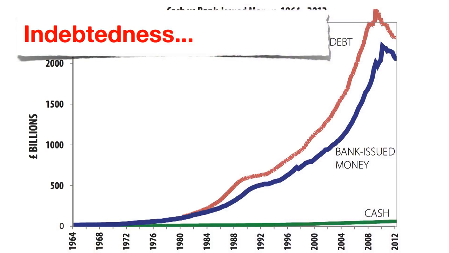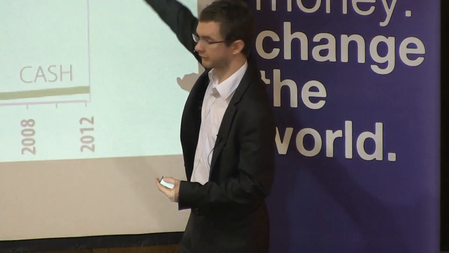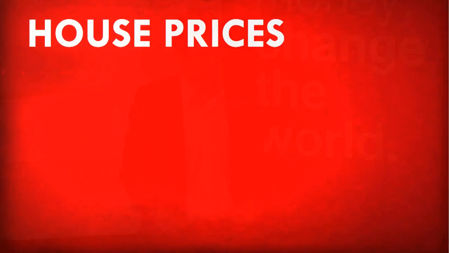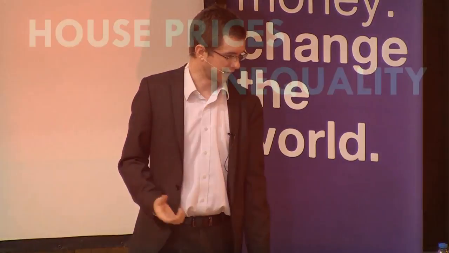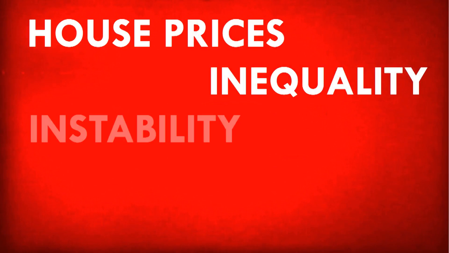It's led to massive indebtedness because money is created by banks when they make loans, so as the money supply goes up, the debt goes up as well. And then house prices, you know, an entire generation has been priced out of being able to buy a home. The inequality that we discussed, the instability, which is really, really bad for business.